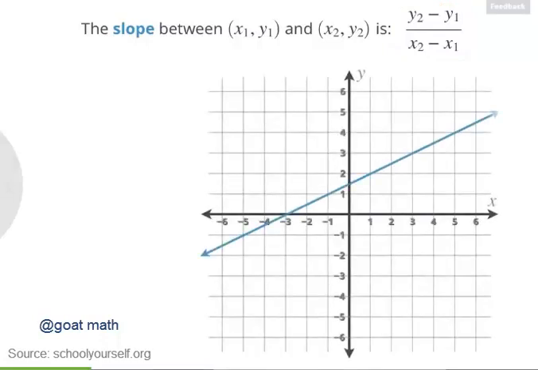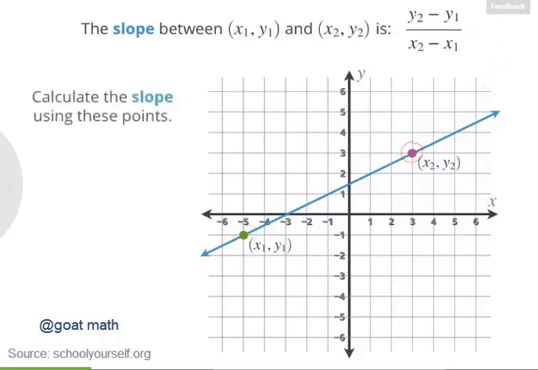So to find the slope of a line, you can pick any 2 points, call them x1, y1 and x2, y2, and then plug their coordinates into this formula up here. So try using these 2 points to calculate the slope of this line.